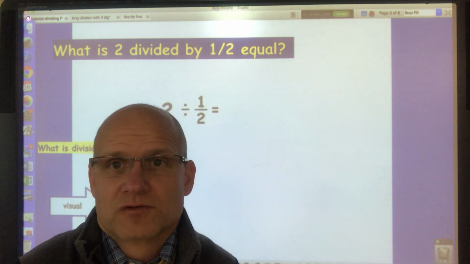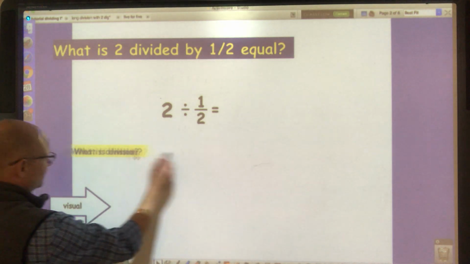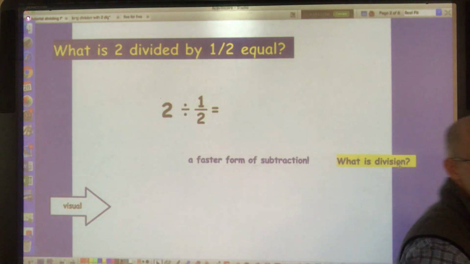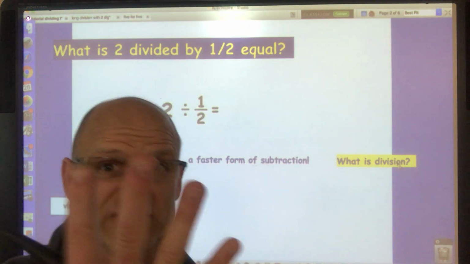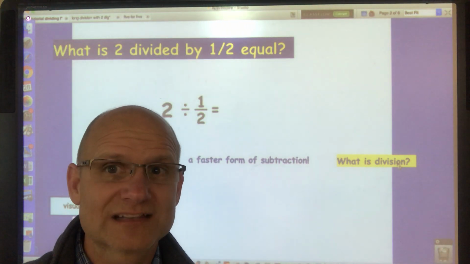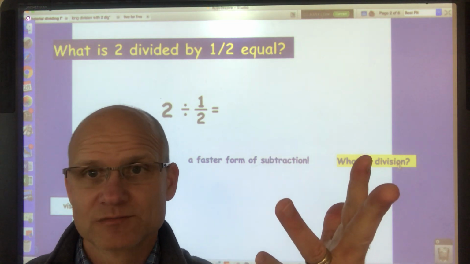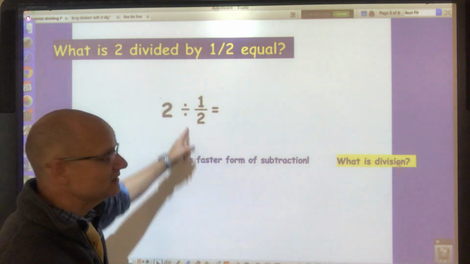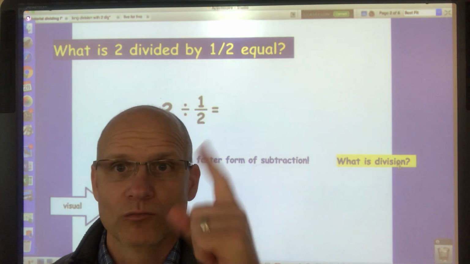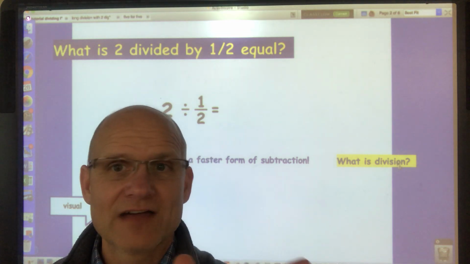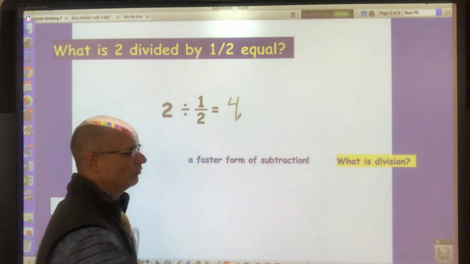What is division? Well, division is just a faster form of subtraction. You guys know that. So when you say 24 divided by 6 is 4, that means you can subtract 6 from 24 4 times. A lot of you, when you see 2 divided by a half, want to say 1. But 2 divided by a half is not 1. 2 divided by a half is 4.